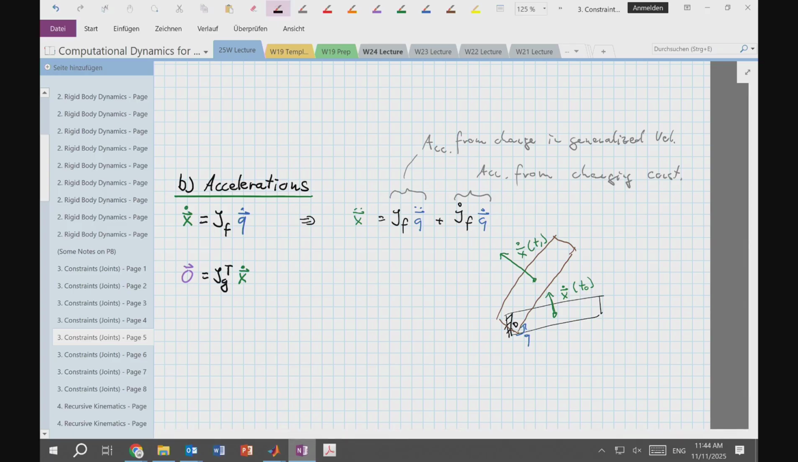How about implicit constraints? Well, sort of same thing. If I take another time derivative of my 0, I will still get a 0. And then I will get jg transposed times x double dot plus jg transpose dot times x dot.